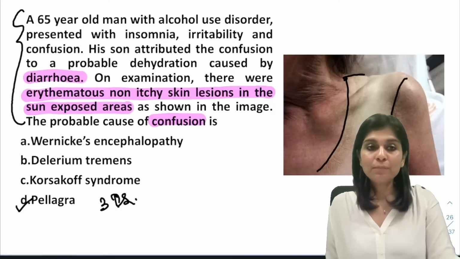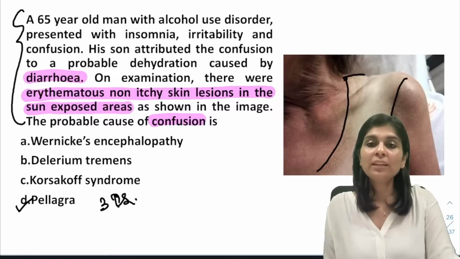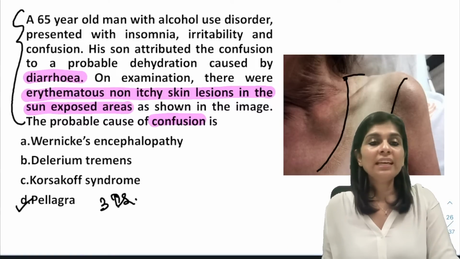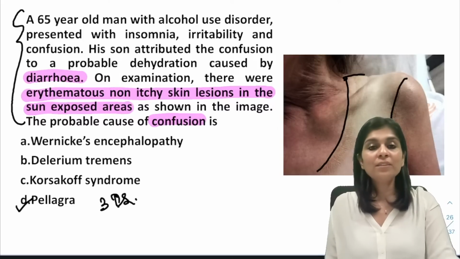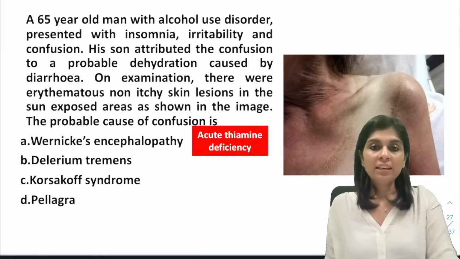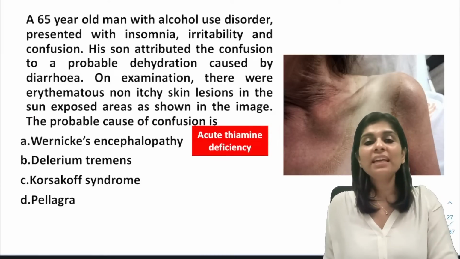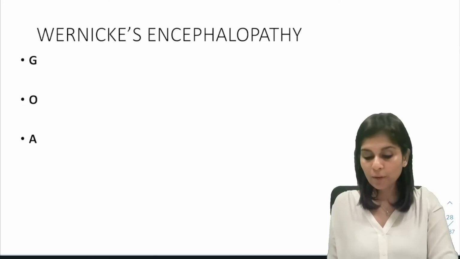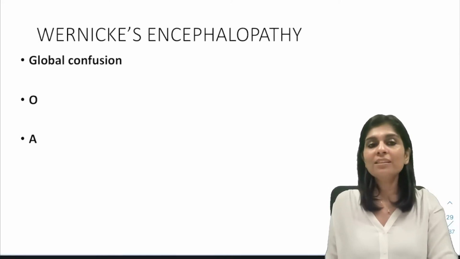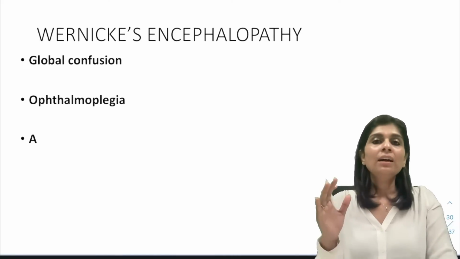Before we end this MCQ discussion, using this MCQ, let me help you understand about other choices as well. So tell me about choice A, Wernicke's encephalopathy. What is Wernicke's encephalopathy? This is acute thiamine deficiency, which is characterized by GOA. Can you tell me what is GOA? G stands for global confusion. O stands for ophthalmoplegia. All of you listen to this.